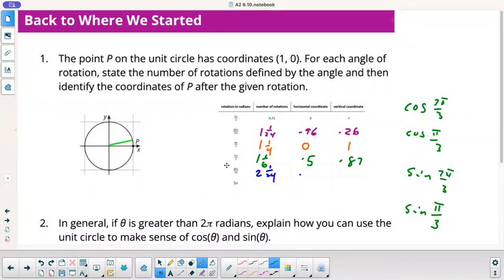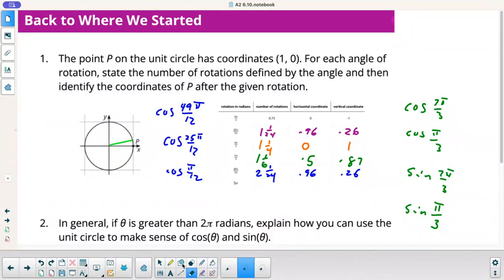So you could type in cosine of 49 pi over 12. It's the same as typing in cosine of 25 pi over 12, which is the same as typing in the cosine of pi over 12. So you can get the same answer that I had up there when I had it in purple. So there you go. All right.